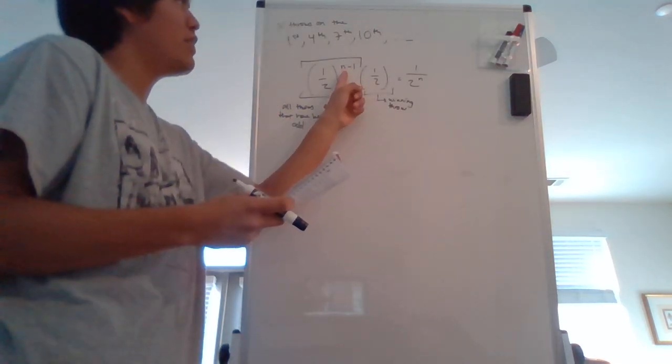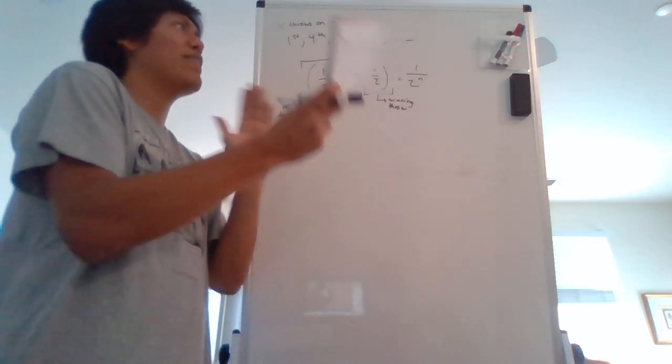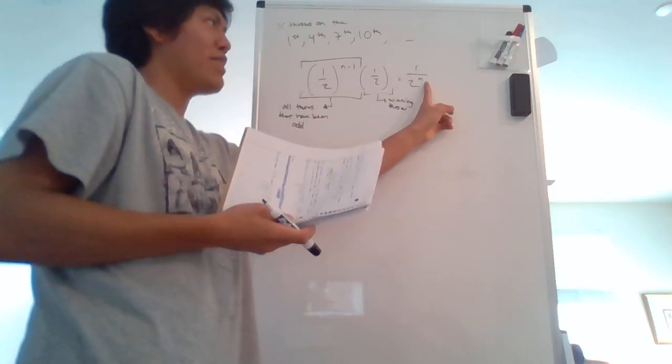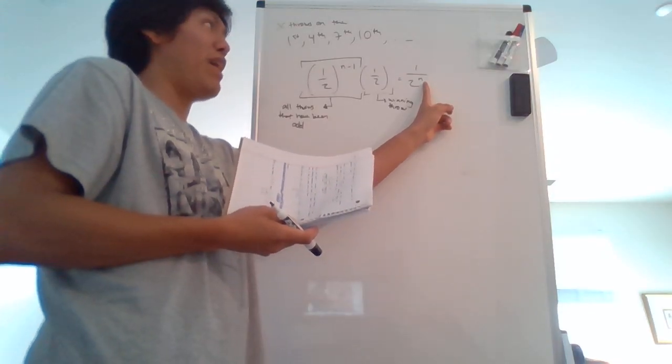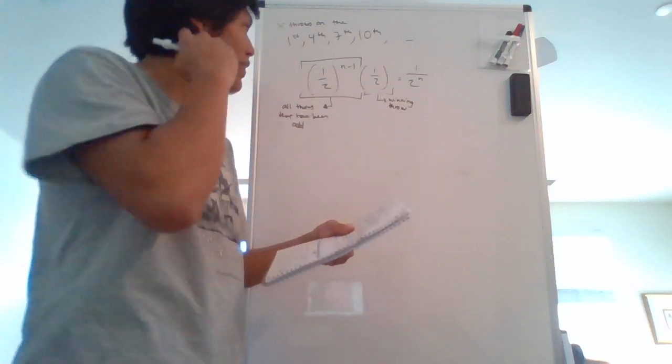Okay, so like I said, n represents the winning throw. Let me backtrack a little bit. I'm still right in saying that we don't know when it's going to happen, but n represents that throw that it could happen on.